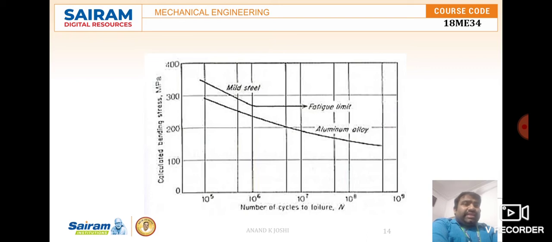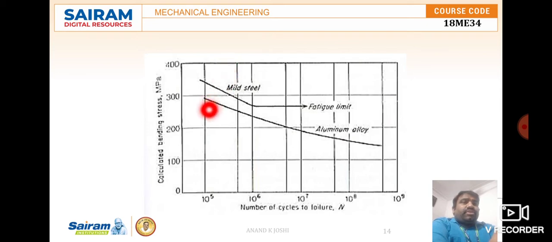You can see at the bottom the number of cycles ranges from 10 to the power 5 to 10 to the power 9, and along the y-axis the stress ranges from 100 megapascal to 400 megapascal. This is how the graph for the S-N curve is plotted. From this graph it is clear that for aluminium alloy, the stress to cause failure decreases as the number of cycles increases. You can see the graph.